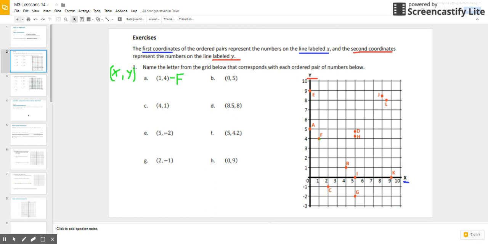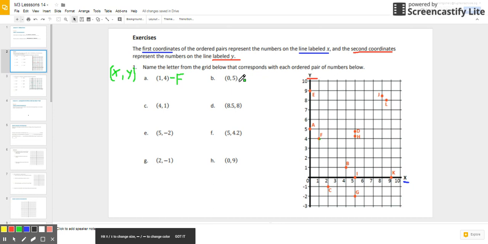Don't get this confused with going sideways 5. Remember, the first one is the x, or the side to side. The second one is the up and down. So x, the first one, doesn't move side to side, but it goes up 5. So of course that runs into the A. So let's go ahead and label this A.